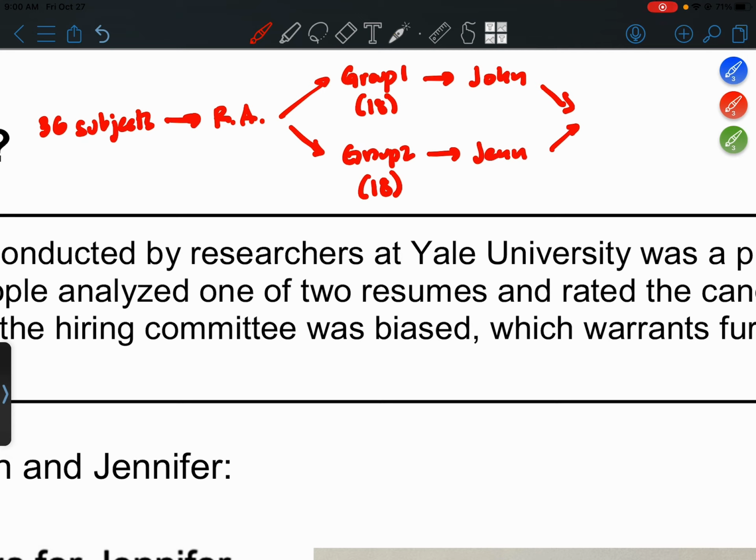And now what we'll want to do is compare the ratings. Okay. And so the intention is, if we notice a large discrepancy in the ratings, then we would have convincing evidence that there's gender discrimination going on. But if the ratings that are coming back for John and Jen are pretty similar on average, then there wouldn't really be any evidence for gender discrimination.